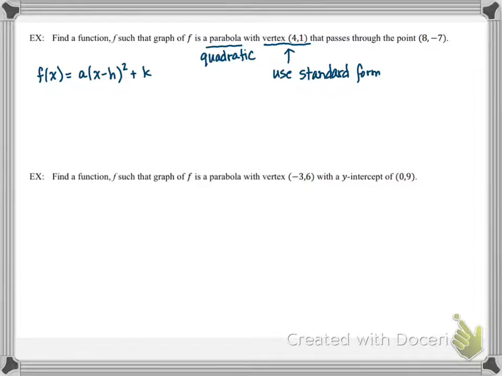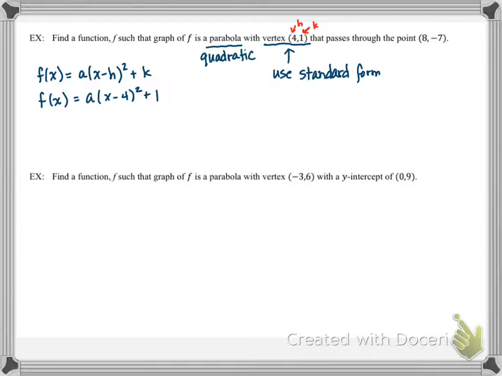And then we're given our vertex, right? So this is my h, and this is my k. So f of x equals a times x minus 4 squared plus 1. So we just did part A of the last problem backwards. Instead of pulling the vertex from the equation, we just put the vertex into the equation. And now we're just missing one thing.